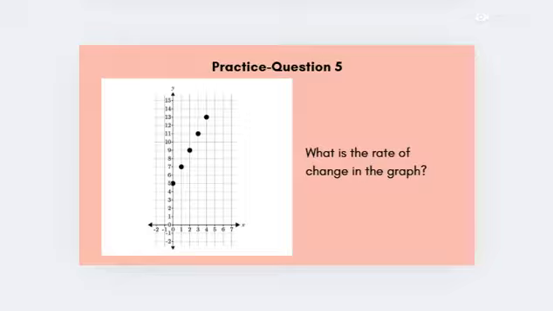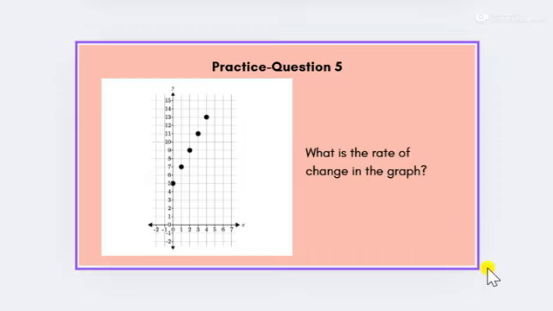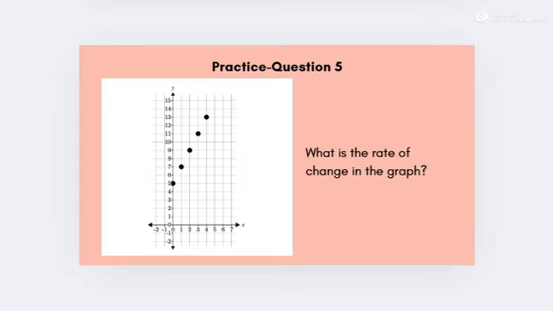Hey, I grabbed the right slider that time. Practice question number 5 says, what is the rate of change in the graph? Again, all you have to do is come here and count. So we're going up 1, 2, and over 1. The rate of change is 2.